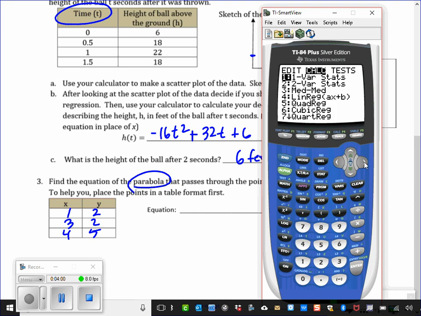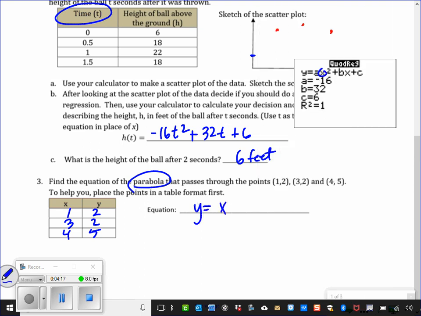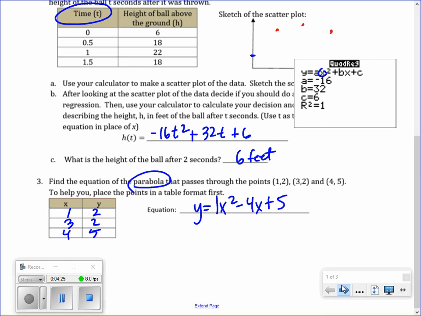Stat, calculate, number 5. I see it's not really asking me to do anything with this graph or this equation, so I'm just going to go down to calculate, and I don't need to store it. All right, so it'll be 1x squared minus 4x plus 5. And you can put a 1 here if you really want to. All right, moving on. Next page here.